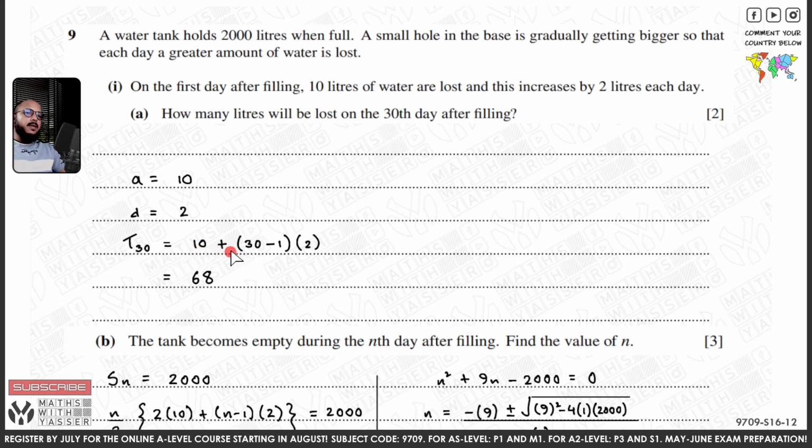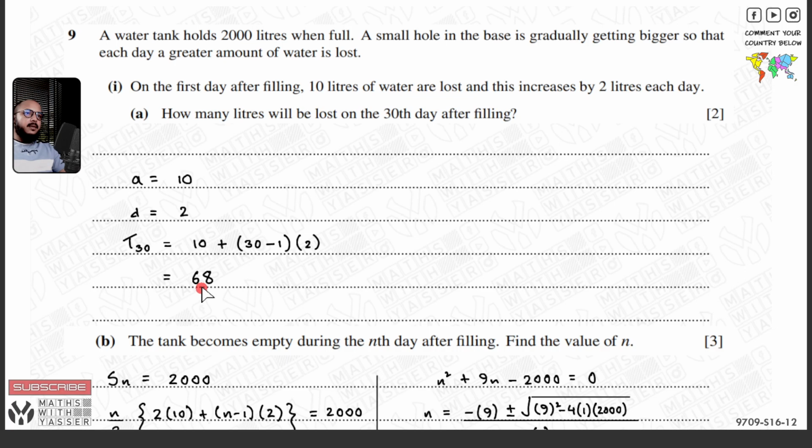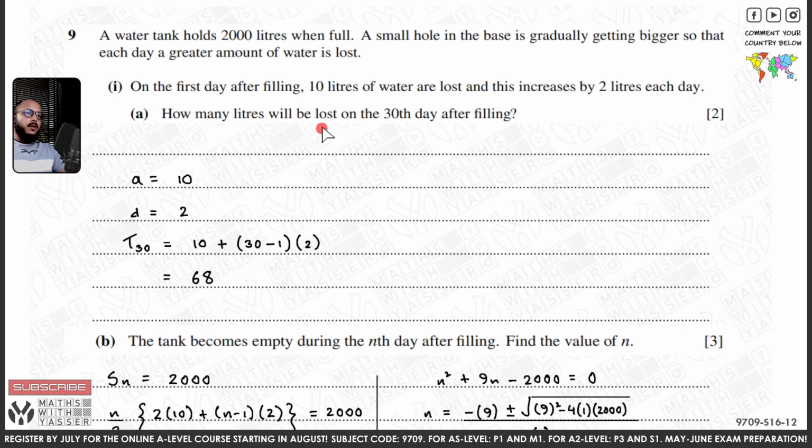So that will be a plus n minus 1 times d. That is 10 plus 30 minus 1 times 2. That gives us 68. So 68 liters will be lost on the 30th day after filling.